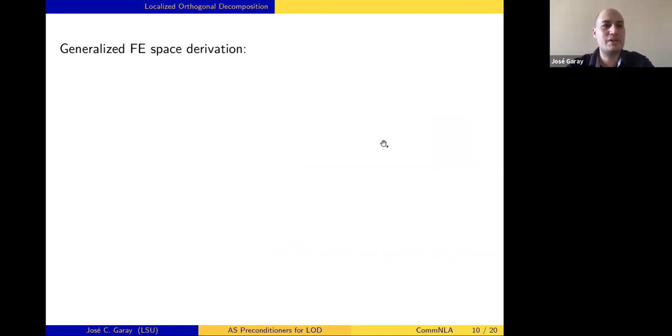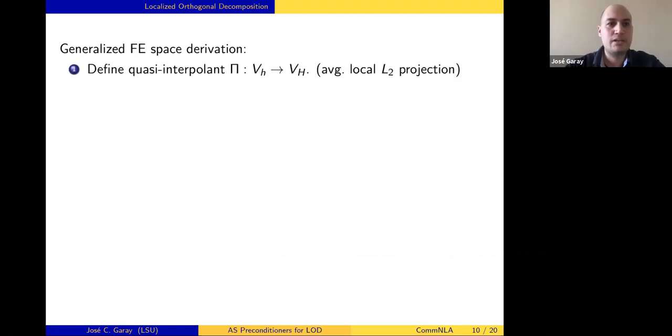So how do we obtain this generalized finite element space? Well, essentially, we define a quasi-interpolate operator that maps the standard finite element space to the standard coarse finite element space. And basically this operator is nothing but the average local L2 projection.